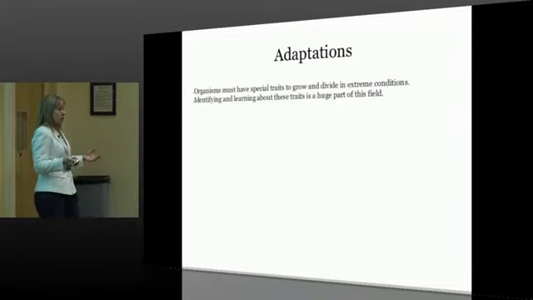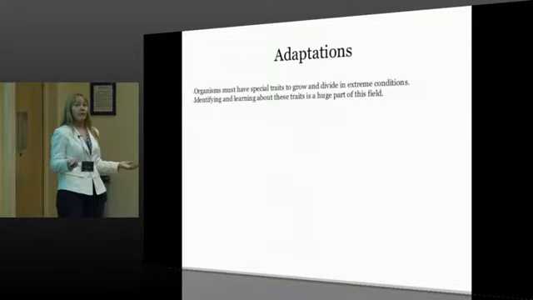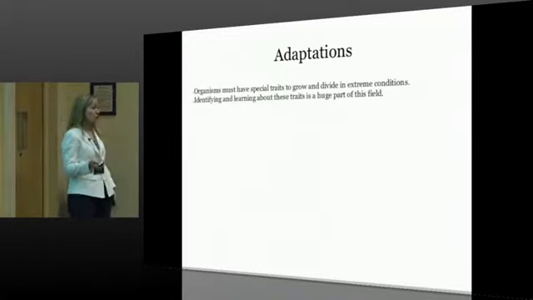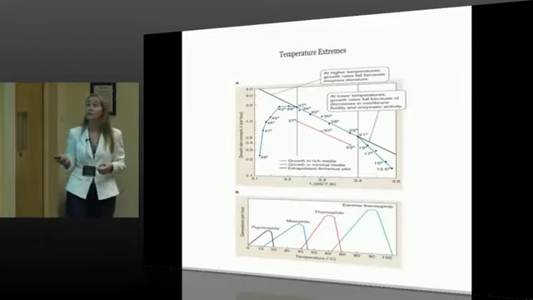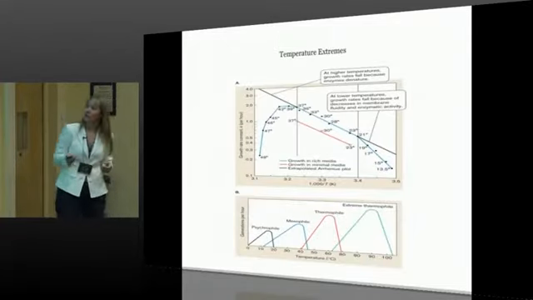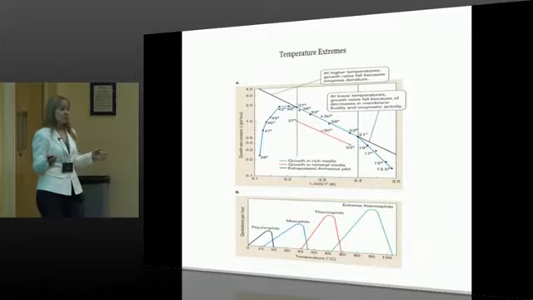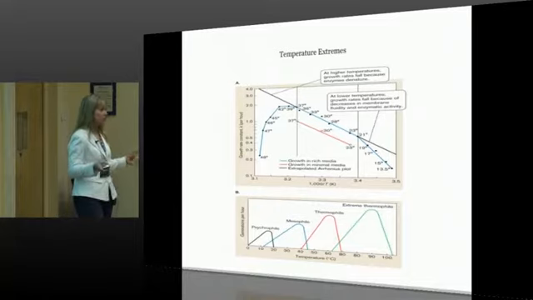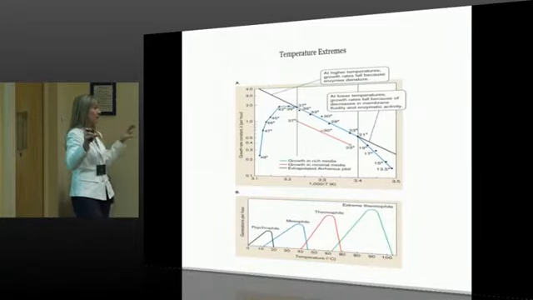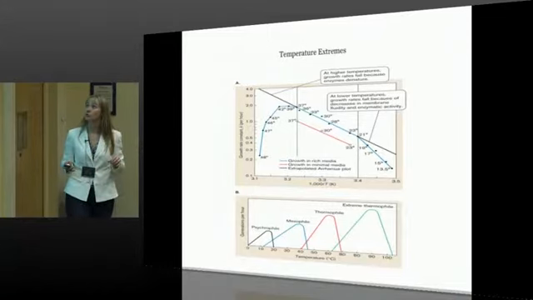So adaptations are a huge field in extremophile biology. What kind of traits allow you to survive? And identifying these, figuring out how they work, and figuring out what all they can do is a huge part of this field. So I'm just going to talk about this for a little bit. So temperature extremes. I can't obviously go through all of the adaptations to extreme environments. So I'm going to hit on thermophiles and psychrophiles, and we can kind of compare and contrast these two.